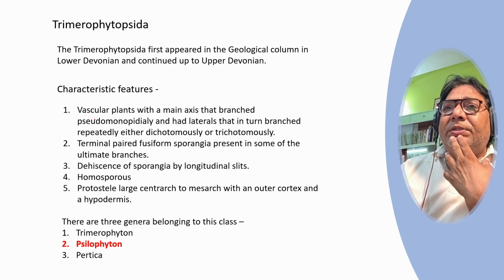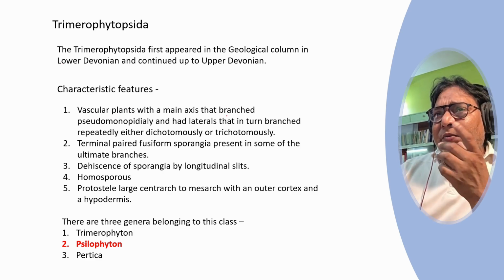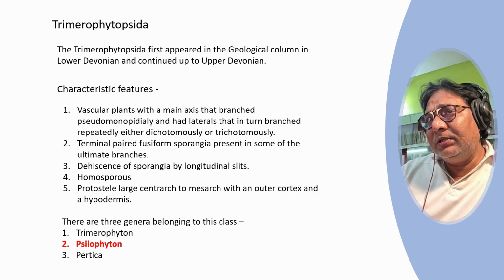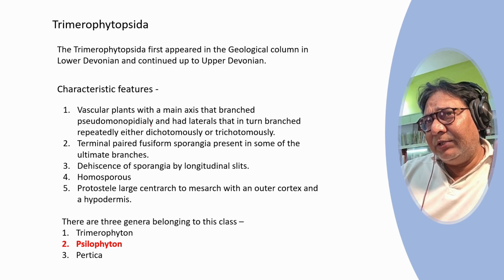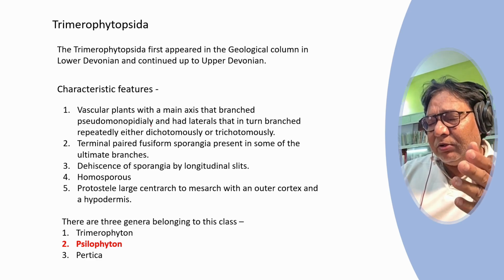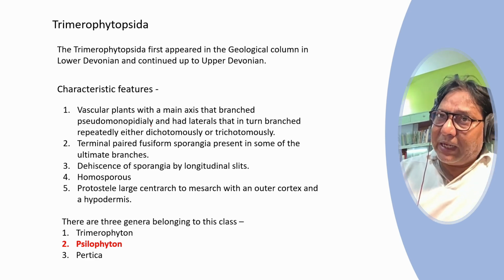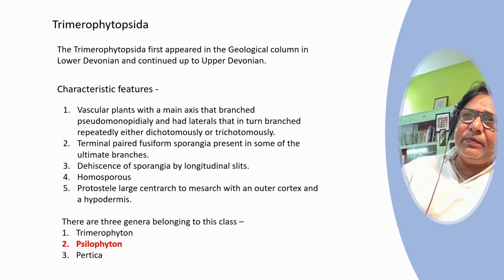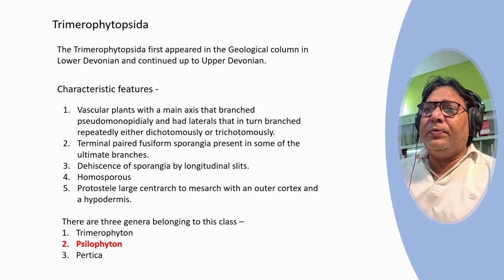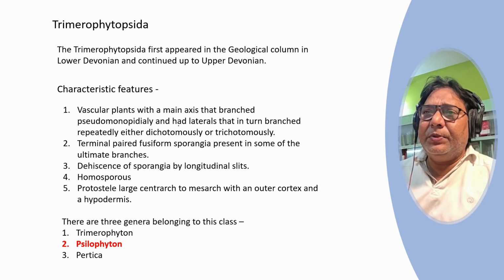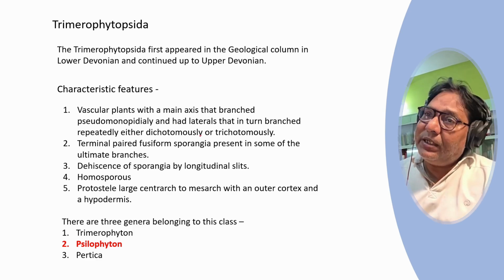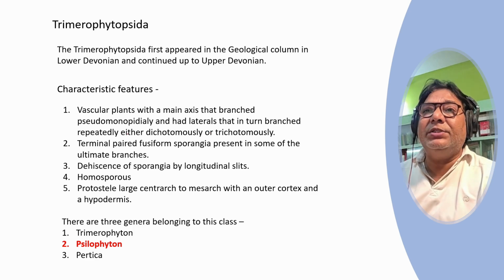So the characteristic features: vascular plants, again, with the main axis branched pseudo-monopodially. Now dichotomous branching is gradually being left, because dichotomy is the primitive type of branching. From dichotomy, pseudo-monopodial, then monopodial, then sympodial: this kind of branching will evolve. The pseudomonopodial branching is gradually becoming more predominant and had laterals that in turn branched repeatedly, either dichotomously or trichotomously. The lateral branches showed dichotomy or trichotomy.